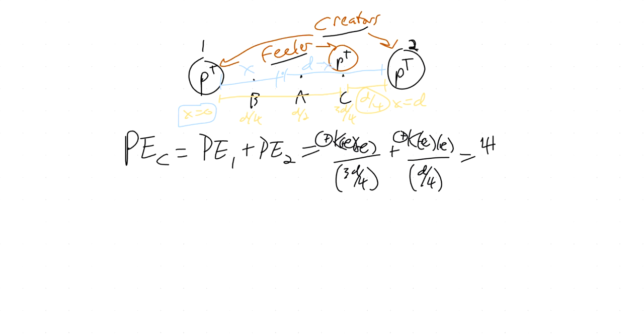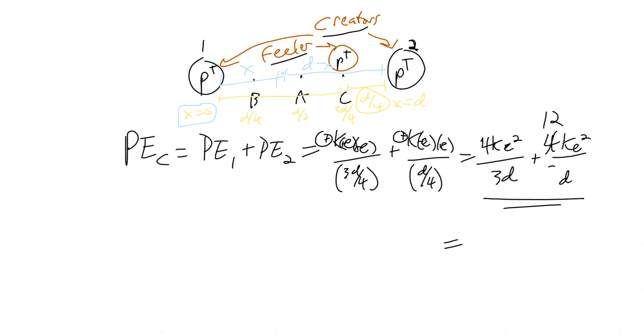4ke squared over 3d plus 4ke squared over d. Not d squared. Notice the biggest differences are it's scalar. You need positives and negatives. There's no arrows, but there's also no square in the denominator. Big difference. So we're good, but we do need to simplify. That ends up being 12 thirds, which is 16ke squared over 3d.